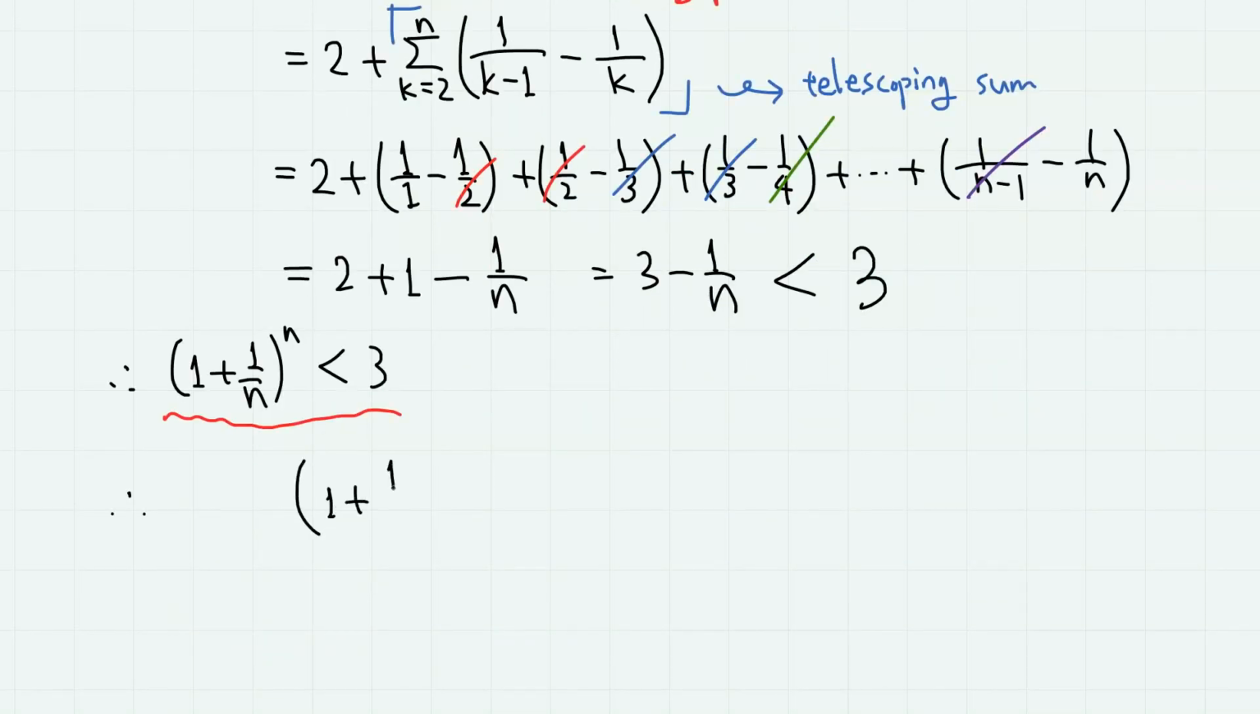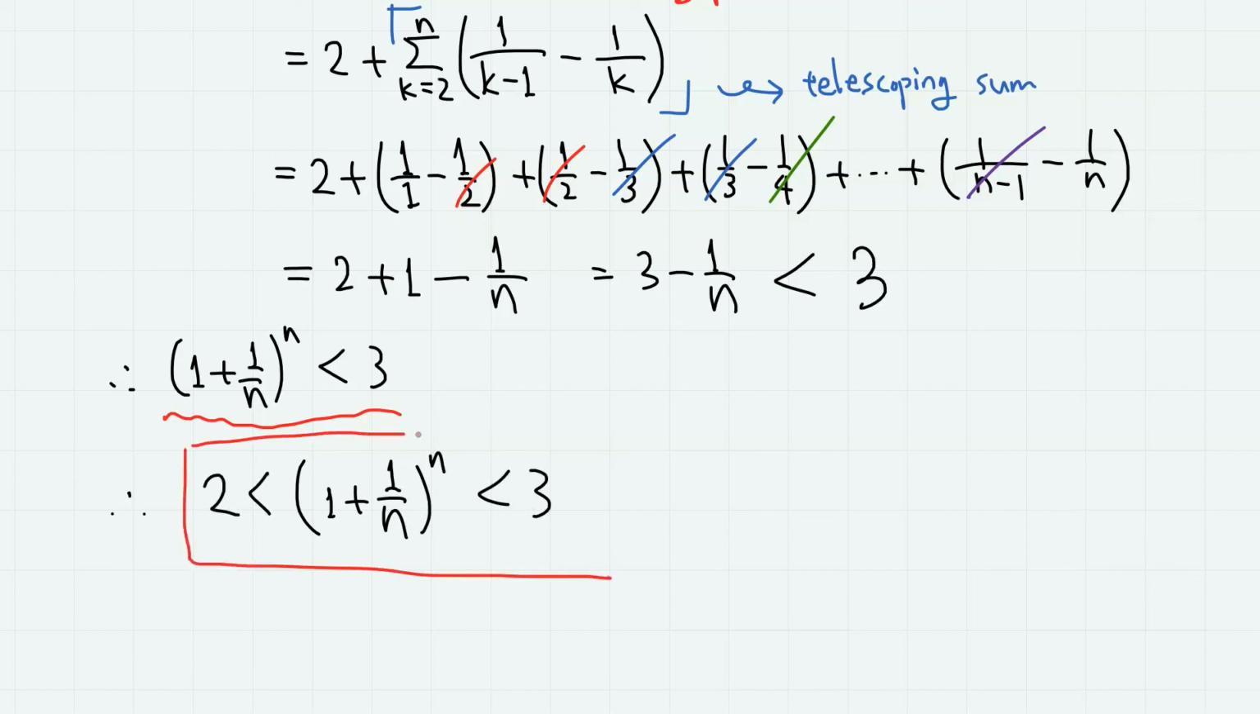Therefore, (1 + 1/n)^n is greater than 2 and less than 3. And the proof is complete.